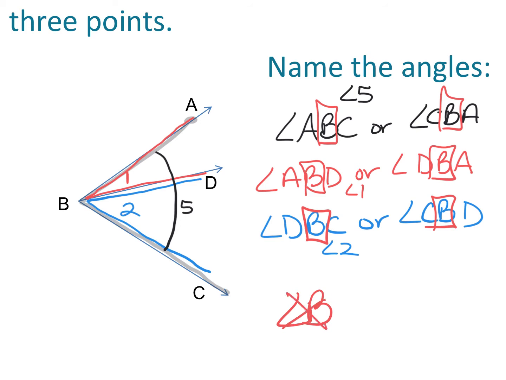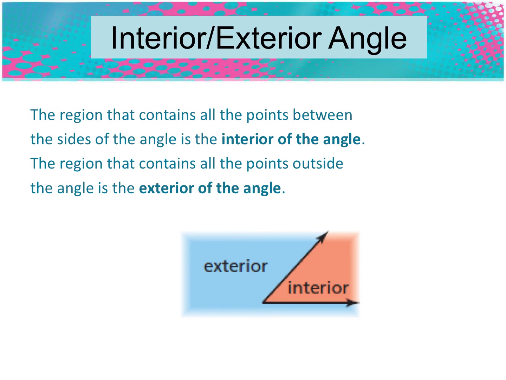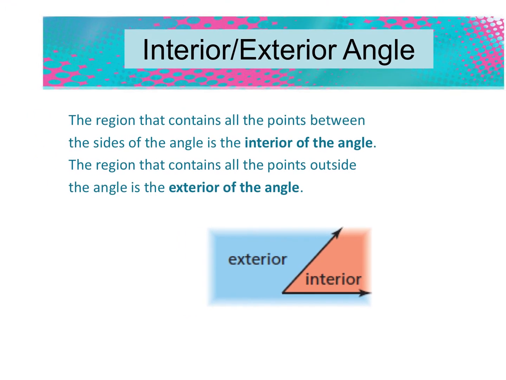Next, we're going to identify what it means to have the interior of the angle or the exterior. The region that contains all of the points between the sides of an angle is called the interior of the angle. The region that contains all the points outside of the angle is called the exterior. Again, the red would be the interior, like inside the angle. And everything in the blue, like if you're exiting, is the exterior, what's outside of the angle.